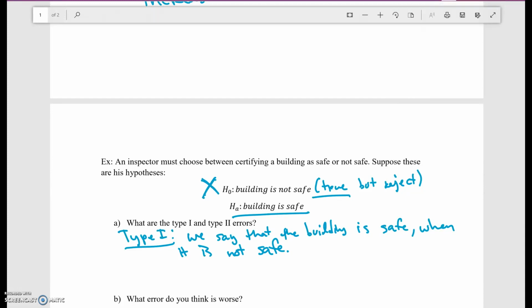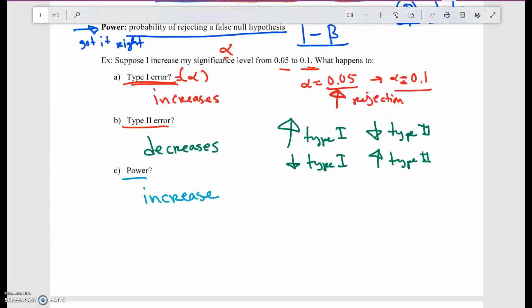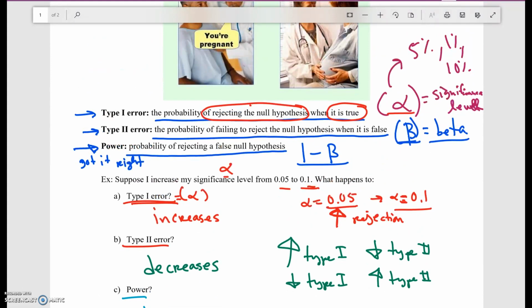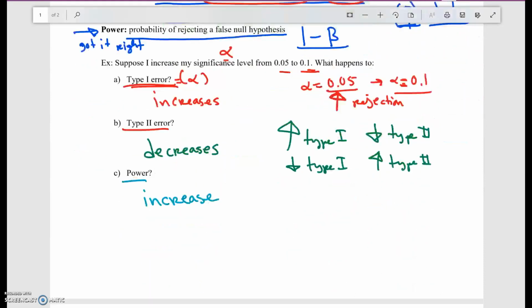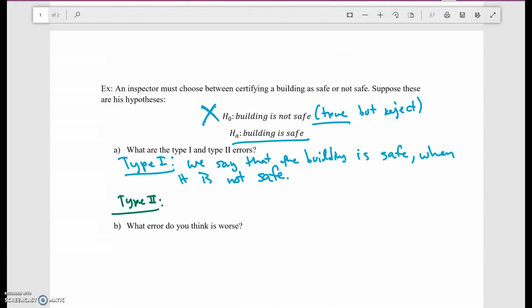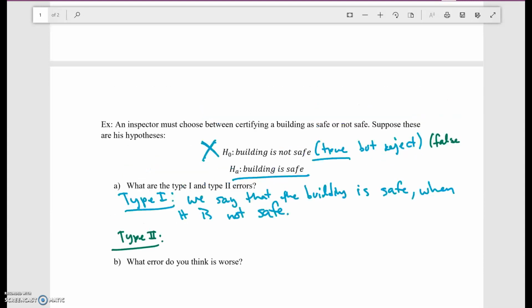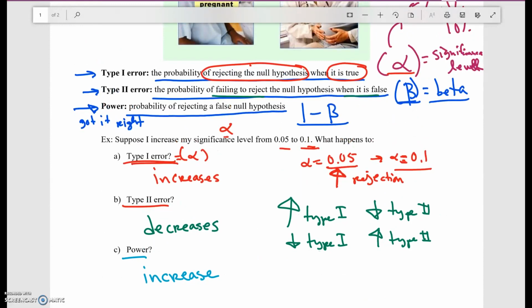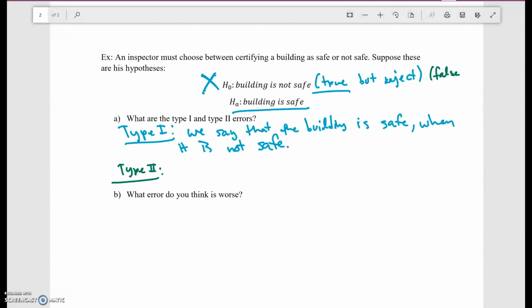So my type 2 error would be the opposite. If we go back up, my type 2 error would be the probability of failing to reject, so not rejecting it when the null hypothesis is false. So now this thing is false, so we don't reject. Failing to reject. So I do not reject, and it is false. False and do not reject.